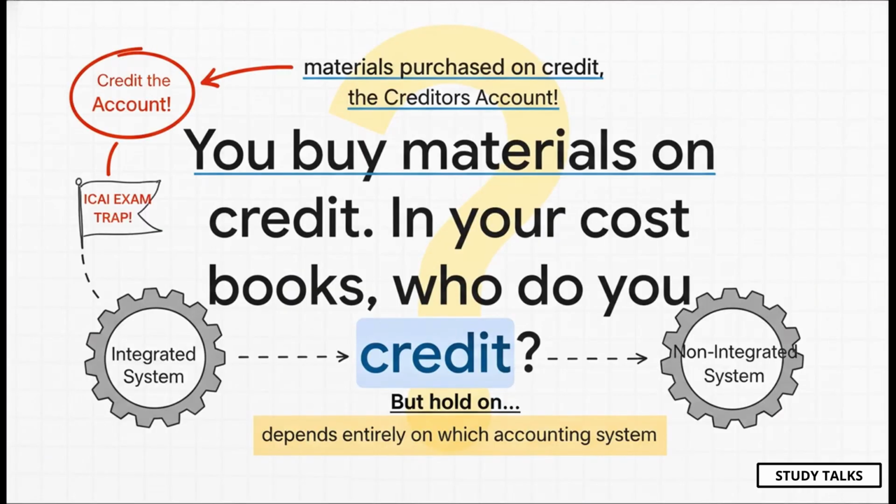All right, let's kick things off with a classic exam curveball, the kind ICAI absolutely loves. So picture this. A transaction says materials purchased on credit. Immediately, everything you've learned in financial accounting is screaming, credit the creditor's account. Easy. But wait, hold that thought. That's a trap, and it could cost you some serious marks. The right answer, and this might surprise you, depends entirely on the accounting system the company uses. And that, my friends, is the whole point of this chapter.